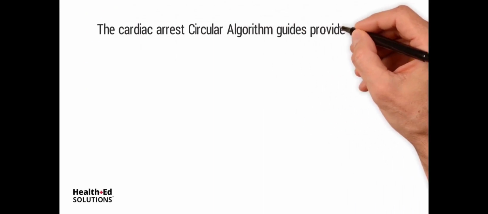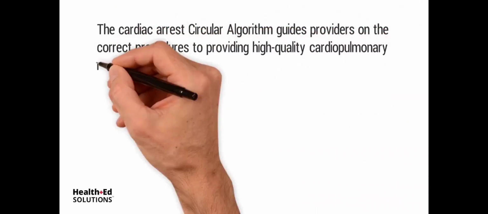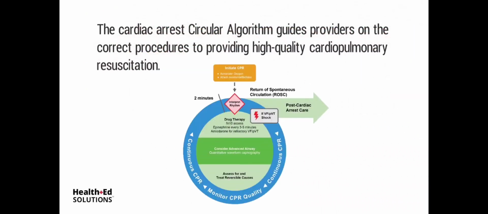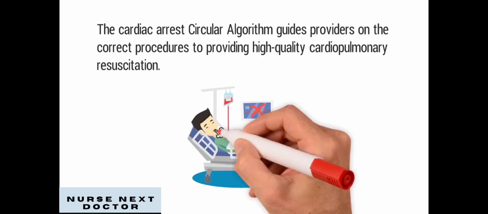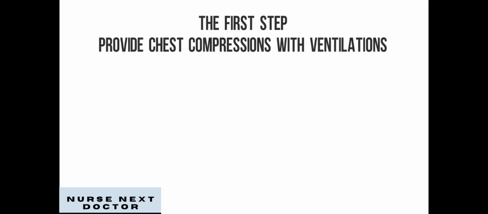The cardiac arrest circular algorithm guides providers on the correct procedures for providing high-quality cardiopulmonary resuscitation. It begins after recognizing that a patient is in cardiac arrest: no pulse and no normal breathing. The first step is to provide chest compressions with ventilations.